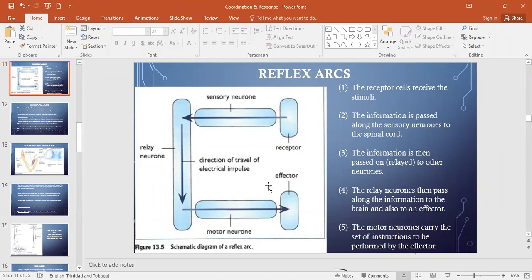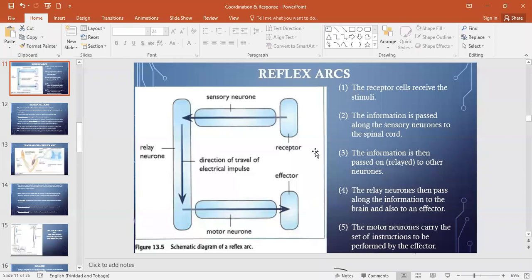So your effector cells would be, for example, your muscle cells. Your motor neuron will tell your effectors, hey, contract and pull away. And all of that happens in a split second. So when you blink or when you pull your hand away from a hot pot, all of this is happening in less than a nanosecond for you to pull away your hand. All right. And this is exactly what happens in a reflex act.